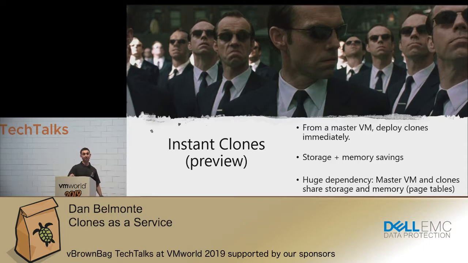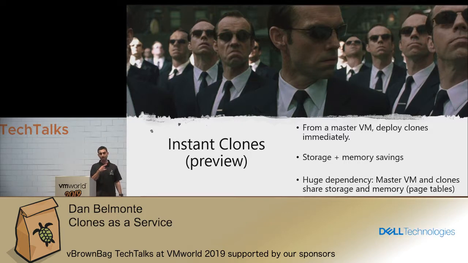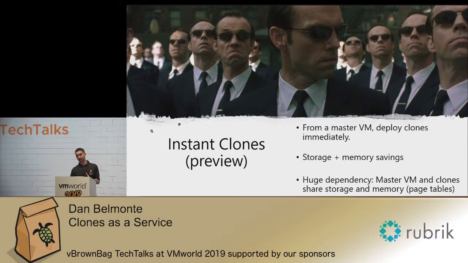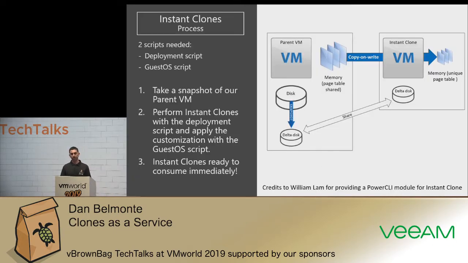The huge thing with linked clones, which I didn't explain before, is that it has a huge dependency on the master VM. So if you're running a lot of VMs there, apart from the performance, you will have a lot of memory issues if you are using the master VM. So for instant clones, we need 2 things for deploying this. We need a deployment script that will be run on or against the vCenter, and another script that will be run inside the guest OS.